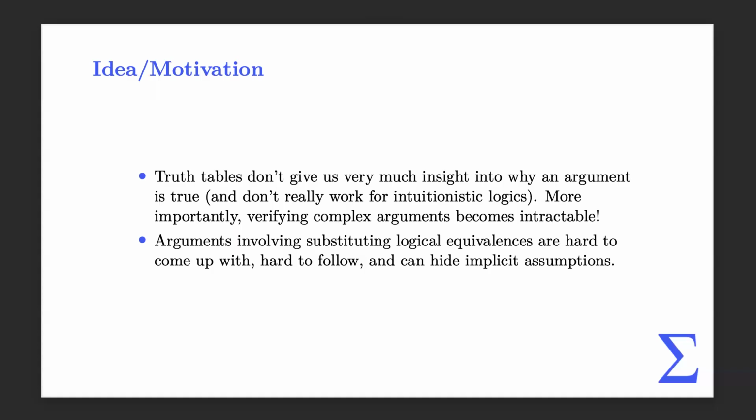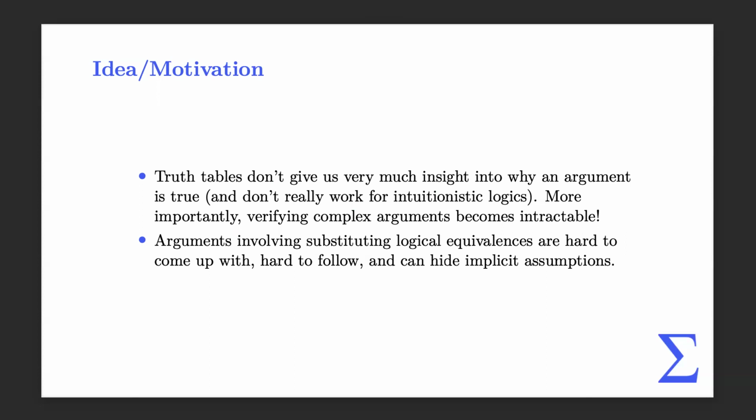You have also maybe tried doing stuff like substituting logical equivalences. Oh, I know De Morgan's laws. I'm going to substitute that in. Oh, I know P implies Q is the same as not P or Q. So I'm going to try substituting that in. Everyone knows those proofs are hard to come up with, hard to verify, and also hide implicit assumptions. You might not know, but De Morgan's laws only work in one direction if you're working in an intuitionistic system. Well, contrapositive just does not work at all in an intuitionistic system.